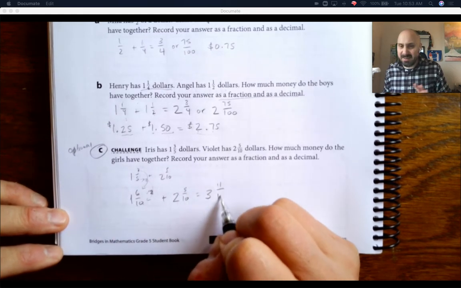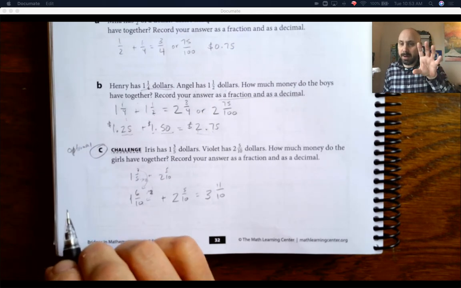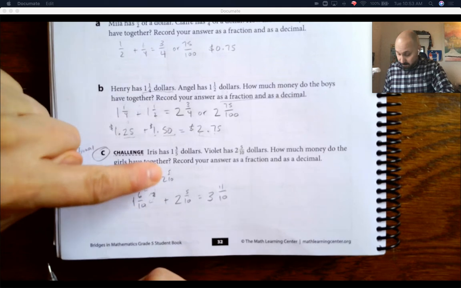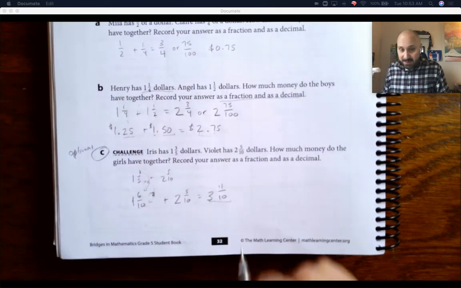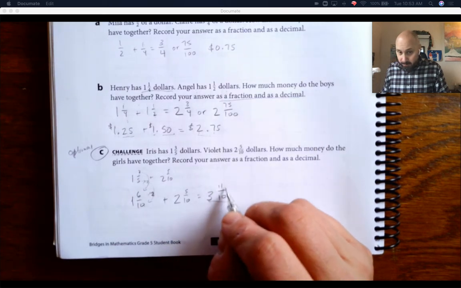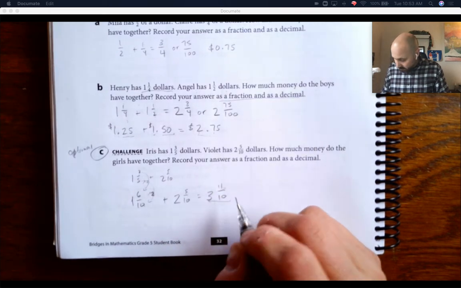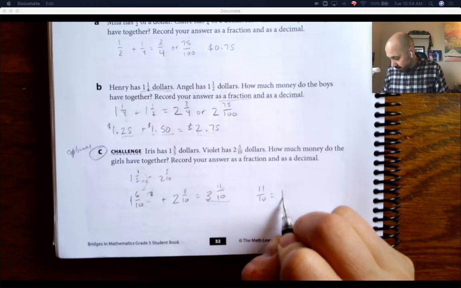I'm doing this real fast because this is a little more advanced than we are doing right now, but we are doing this unit, so get ready. Now I'm at 3 11/10. I have to simplify that because the numerator is bigger than the denominator. So this 11/10 is really 1 1/10.